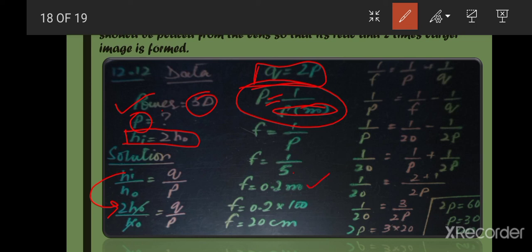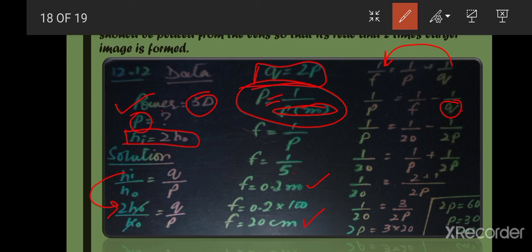Now as you know that the distances p and q will be in centimeters, you have to convert this meter into centimeters first. Just multiply it with 100, you will get 20 centimeters. Using the lens equation, 1 by f equals 1 by p plus 1 by q. p is required, so take 1 by q on the other side. 1 by f minus 1 by q will be there, putting the values.